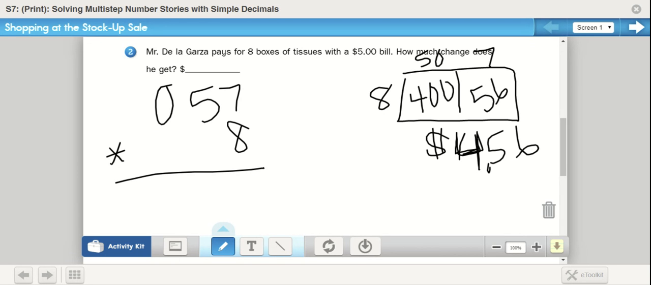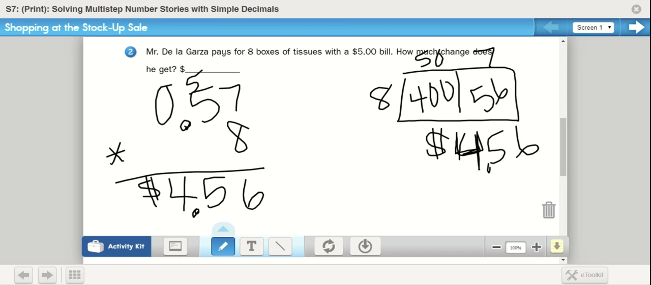I'm going to show you the traditional way over here as well. So I have 7 times 8 is 56. I have 8 times 5 is 40, plus 5 is 45. And then 0 times 8 is 0, so I don't need to do anything. So again, I have $4.56. I got the same answer for both.